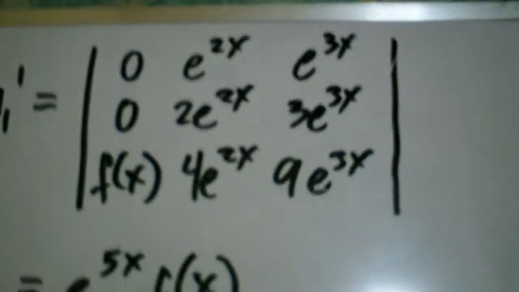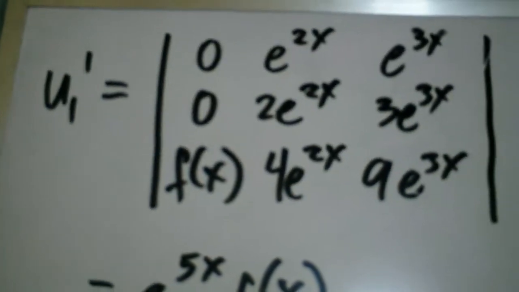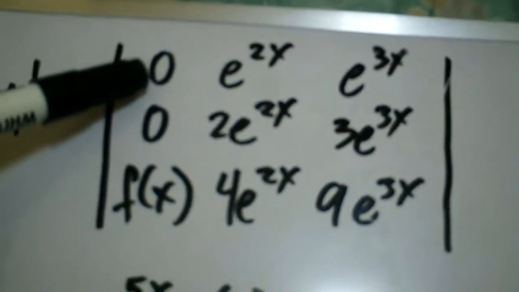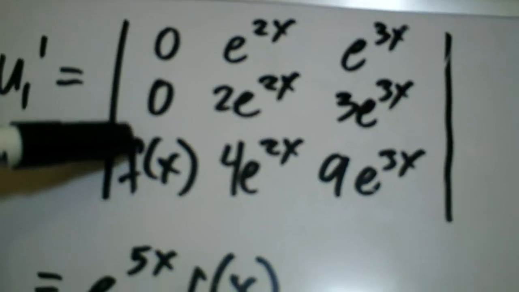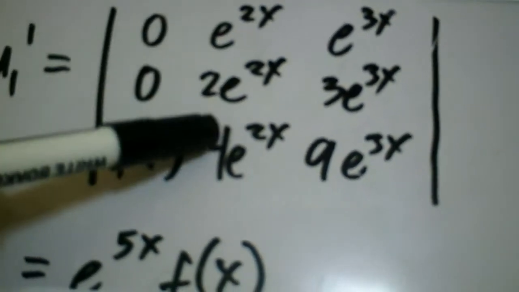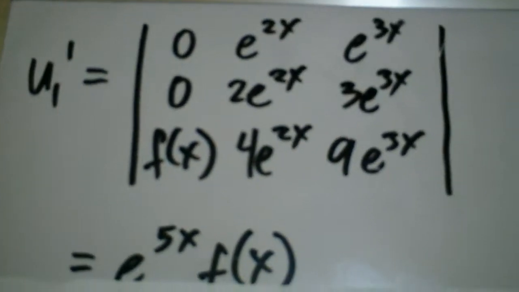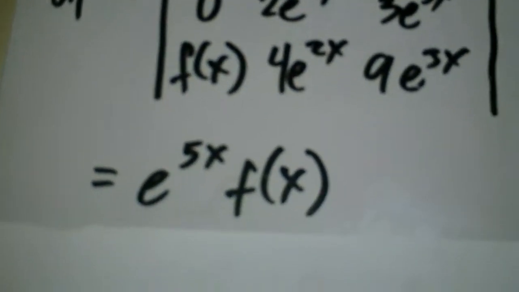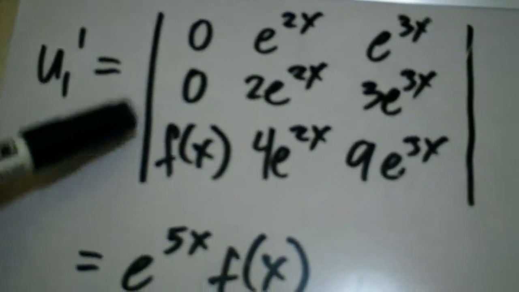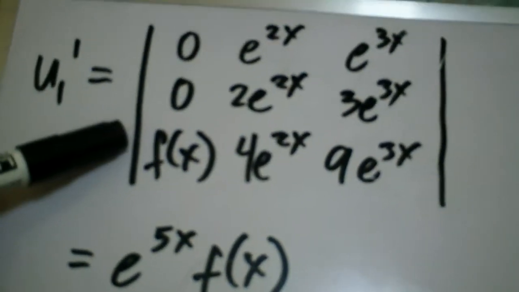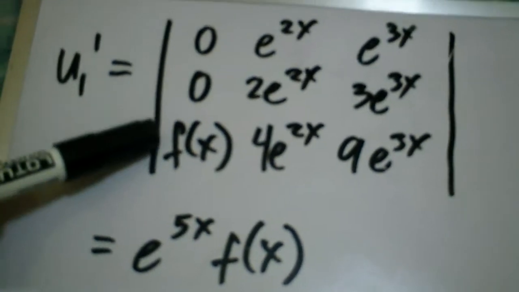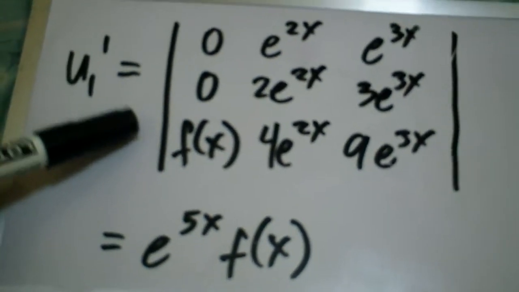Now we will solve for our u1 prime, u2 prime, and u3 prime. For our u1 prime, we let the first line equal 0, then e to the 2x, e to the 2x, the same as what I explained earlier. So we will get e to the 5x f of x using Cramer's rule, which I explained earlier. So you have to learn Cramer's rule from what I've explained earlier.